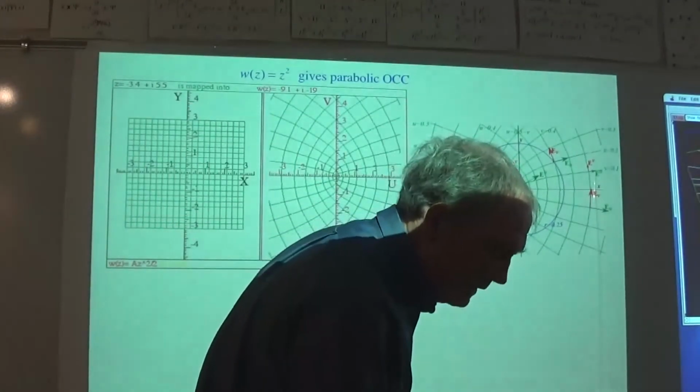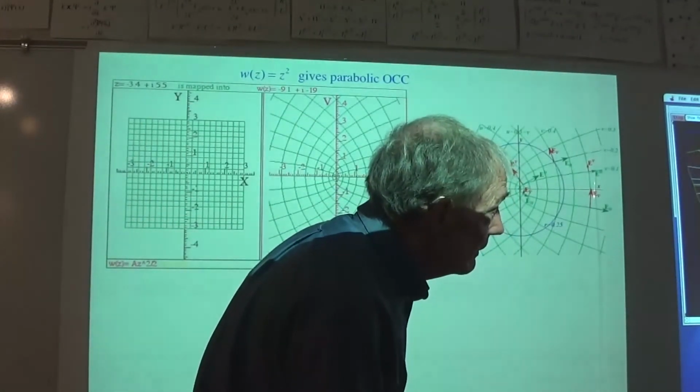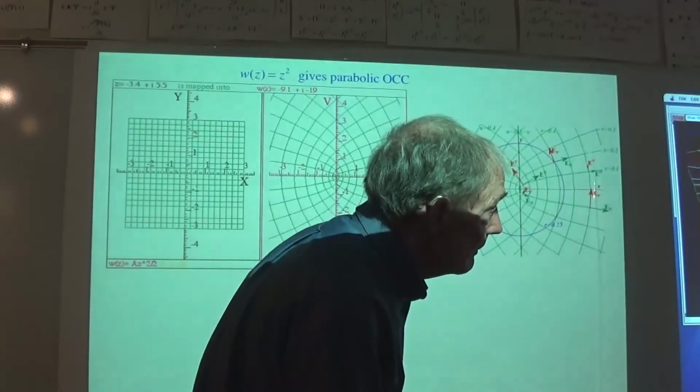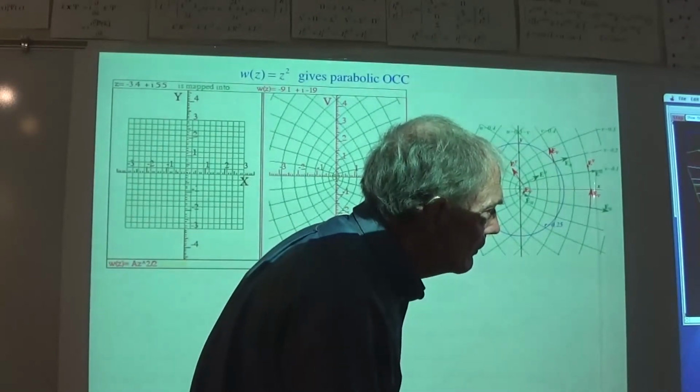Okay, I'm getting behind on the other screen here. There's all the Cauchy stuff. I'm sorry about that. I'm used to running two screens at once.